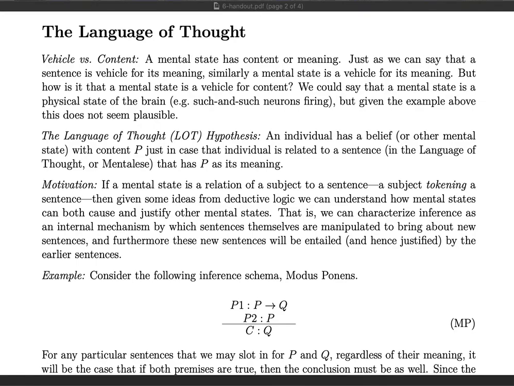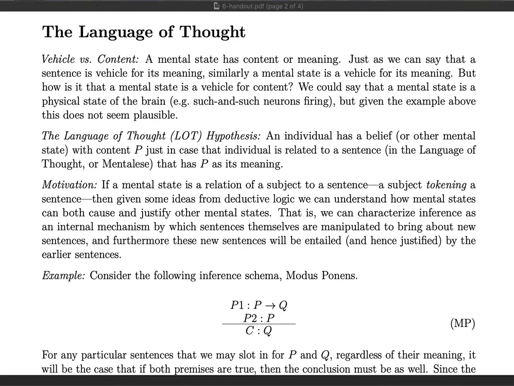So this hypothesis is as follows. An individual has a belief or some other mental state with content P, just in case that individual is related to a sentence that has P as its meaning. Okay, so let's put aside other mental states than belief for now, since belief will be the main one that we talk about. And so given that we're focusing just on belief, this hypothesis, again, is that what it means for an individual to have a belief with a certain content P just is for that individual to be related to some sentence that has P as its meaning.